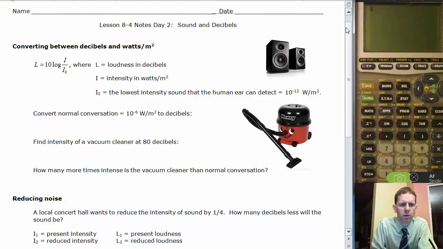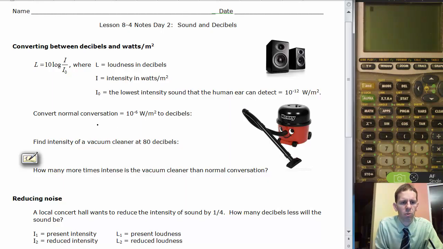We're going to use this formula here. It says L equals 10 times log of I over I sub 0. L stands for loudness in decibels. I is the intensity of the sound in watts per meter squared. And I sub 0 is the lowest intensity sound that the human ear can detect. That value is 10 to the negative 12th power watts per meter squared.